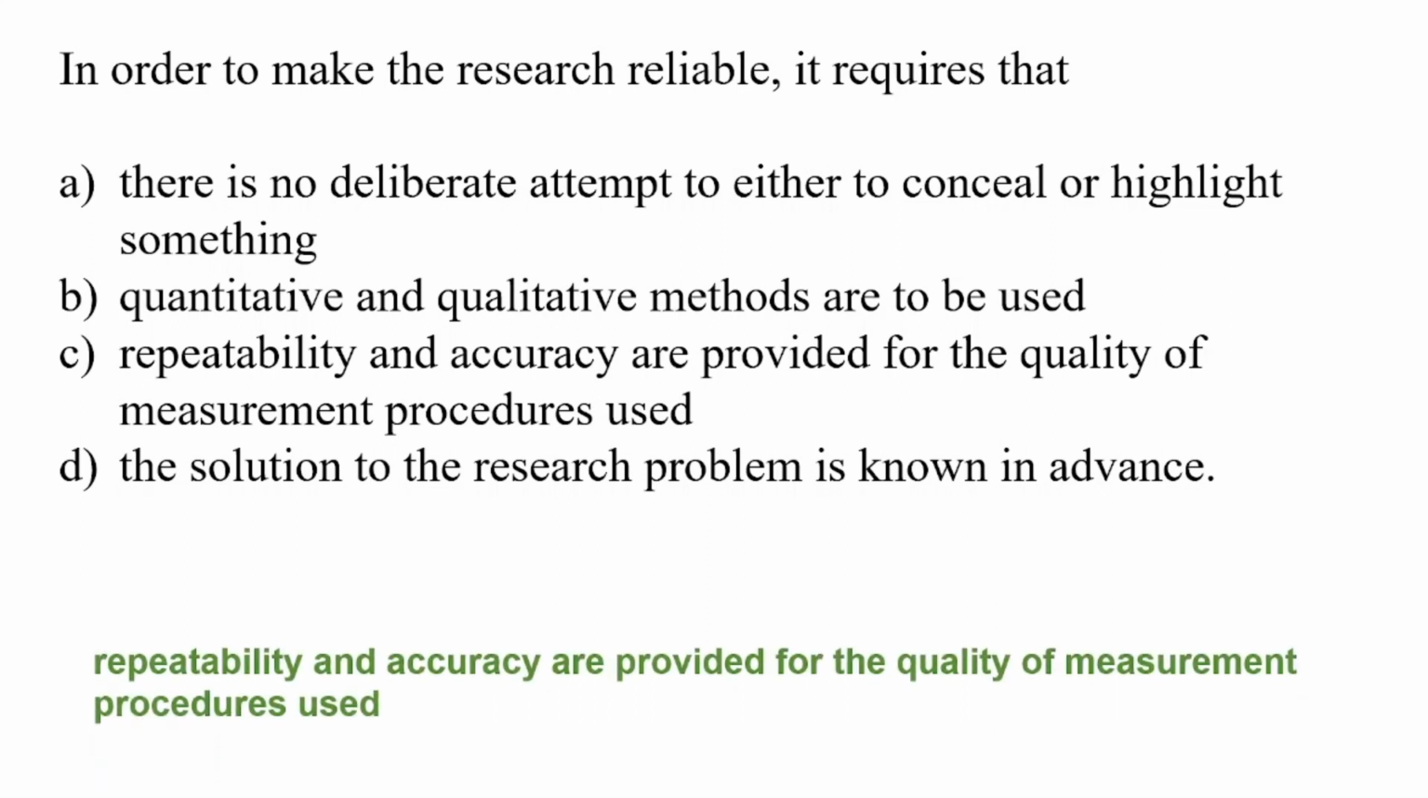I think A, B, C, three of them make sense. The D option doesn't make any sense. A solution to the research problem should be known in advance. The D option doesn't make any sense. But 1, 2, 3, I think three of them make proper sense. There should not be any deliberate attempt to either conceal the, definitely not. You should never conceal any data. That is basically not right, unethical. So there should not be deliberate attempt to either conceal or highlight something.